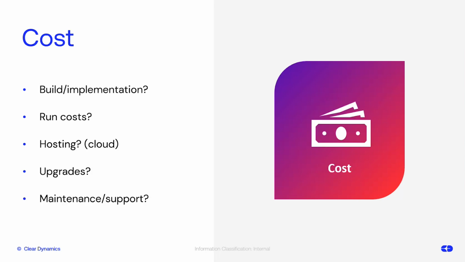Then have a look at cost. It's really important when it comes to cost not just to think about the cost you're paying upfront, but the cost that you're going to experience over the lifetime of this application. So you'll have your build and implementation costs, but how much is it going to cost to run? What do upgrades or customizations look like? What are your hosting options if you're moving to cloud? How much is that hosting fee going to cost? And any maintenance and support. So what is this cost profile going to look like as you change and update and maintain this system over time?